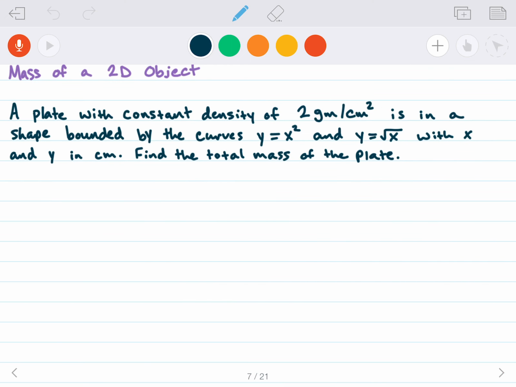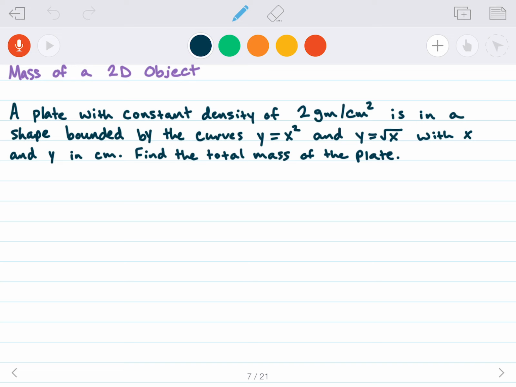All right, let's do another example here. We have a plate with constant density of 2 grams per centimeter squared in a shape bounded by the curves y equals x squared and y equals the square root of x. With x and y in centimeters, we want to find the total mass of the plate. So again, we're considering this plate so that we can basically neglect the thickness because it's so small. That's what they mean by plate, lamina, just 2D objects.